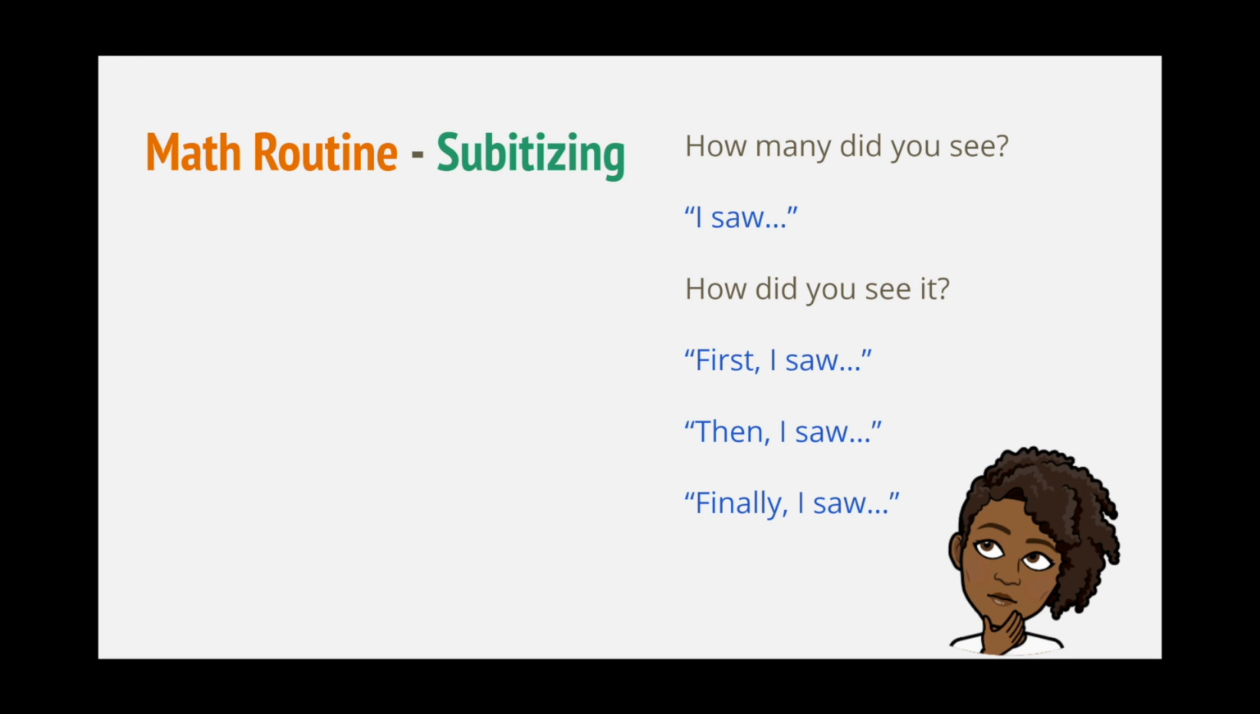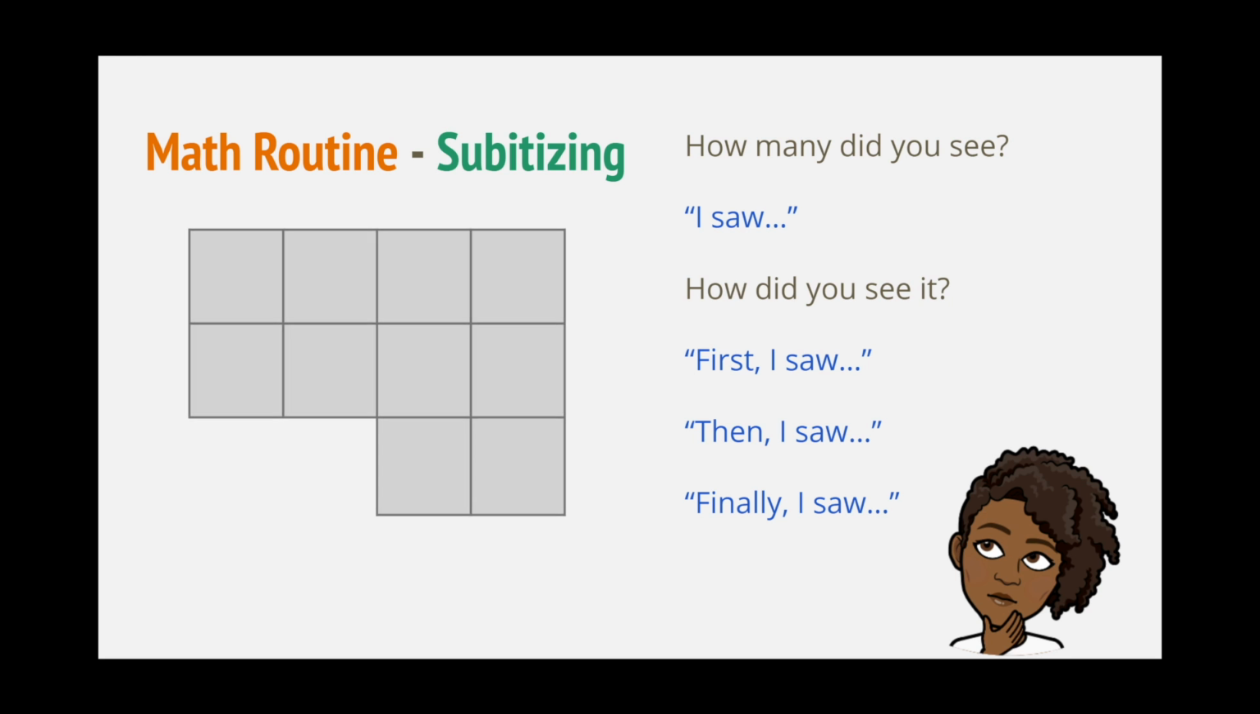Okay, I'm going to explain my thinking. So I saw 10 squares. How did I see it? I saw 4 on the top, 4 in the middle, and finally I saw 2 on the bottom.